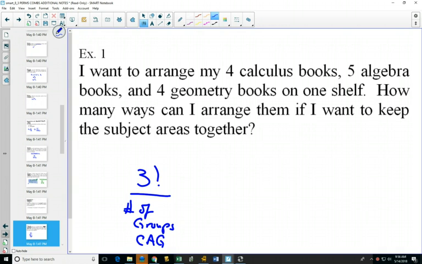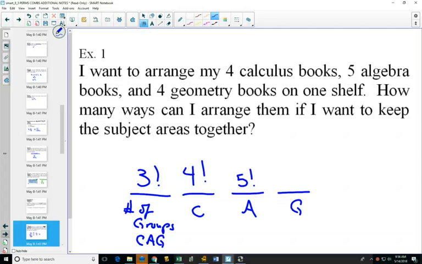Once I decide, as my first decision, I want calculus first, then algebra, then geometry, then I need to go and say, well, if I do that, how many ways could I rearrange my calculus books? Well, I have 4 of them. So the next decision I need to make is how many ways I'm going to rearrange those calculus books. 4 factorial. After that, I have another decision, my algebra books. They can be arranged in 5 factorial ways. And finally, my geometry books can be arranged in 4 factorial ways.